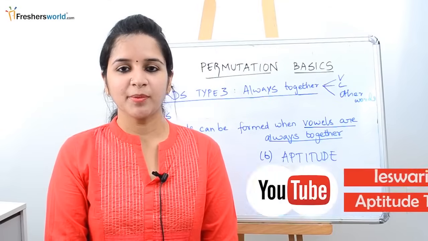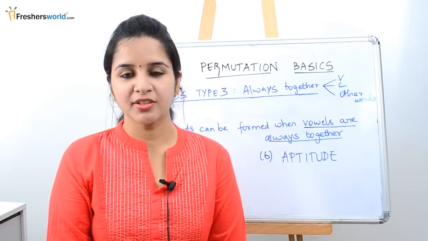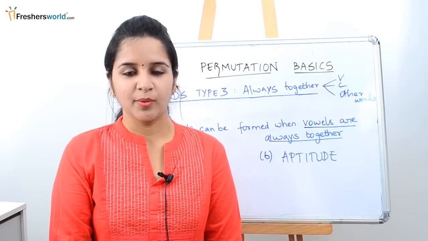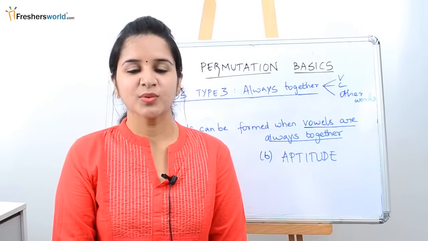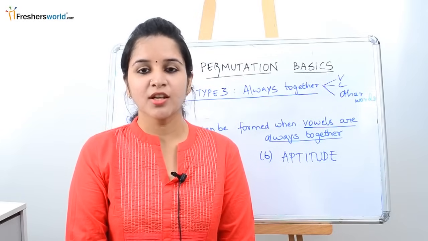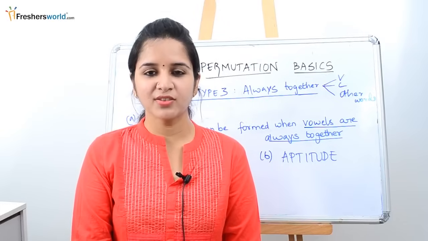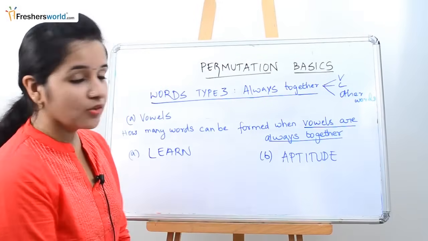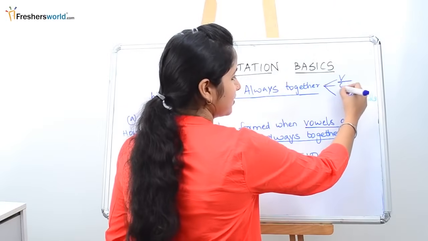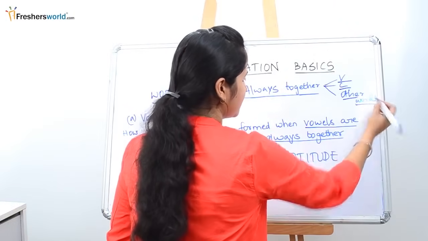Today, the type of problem we are going to deal with is permutation with always together. In the last videos, we discussed two types of problem: one with numbers, another with repeated and non-repeated letters, and repetition allowed and not allowed. Today we deal with always together problems. In always together problems, we have three types: vowels always together, consonants together, and other words together.